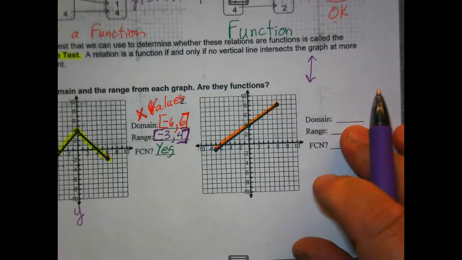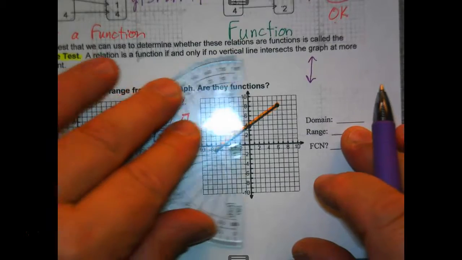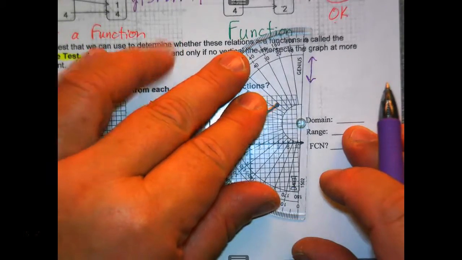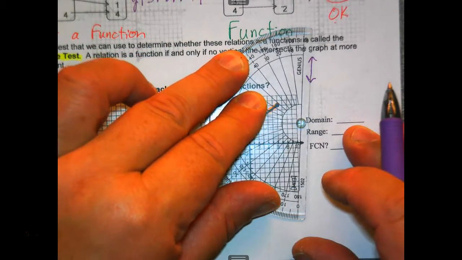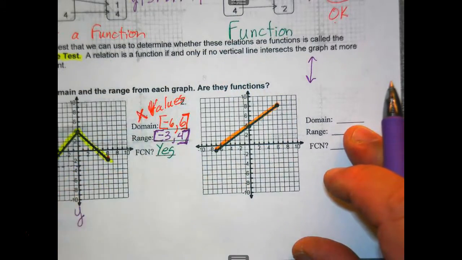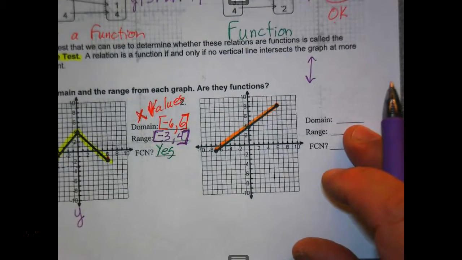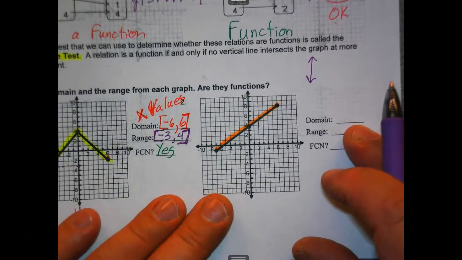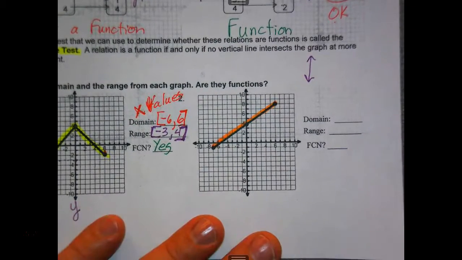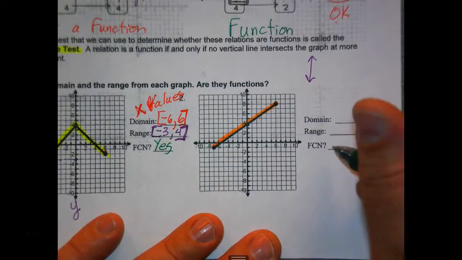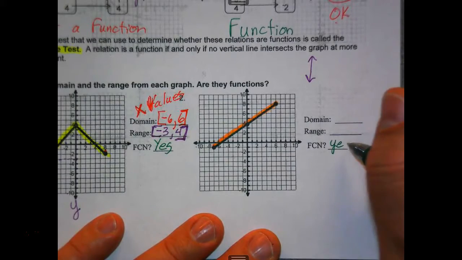Because when you do the vertical line test, see how it intersects at more than one point? In fact, it intersects at infinitely many points. That's the only line that's not a function. All lines are functions except a vertical line. So, this is a yes.